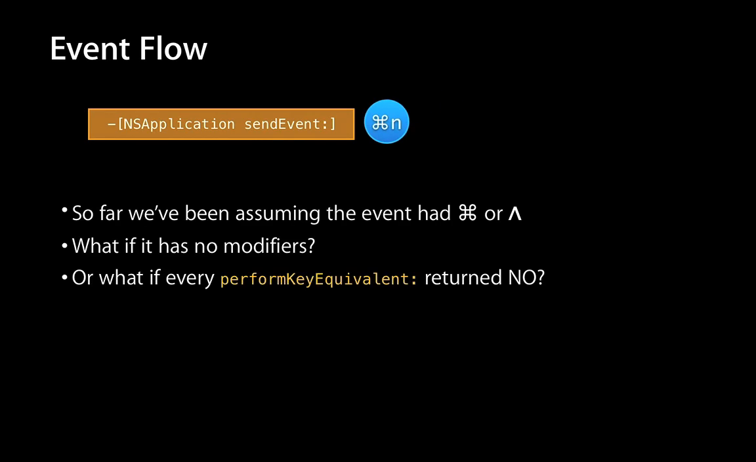So far we've been assuming the event had command or control in its modifier mask. What if it didn't have those? Or what if perform key equivalent returned no, so it's not recognized as a key equivalent? So I'm going to take off the command key.